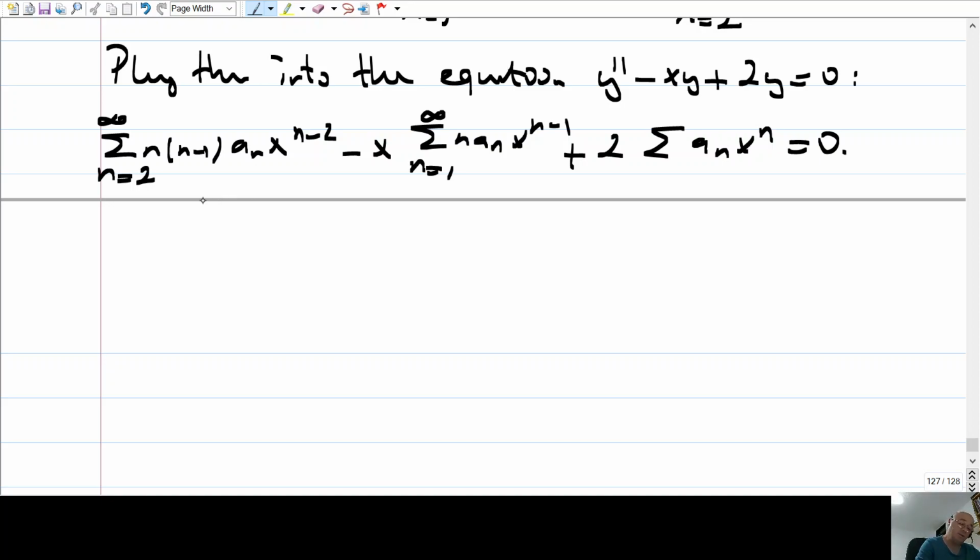Okay, so let's equate the powers of x. So let's make this x to the power n. To make it n, I increase the index by 2.